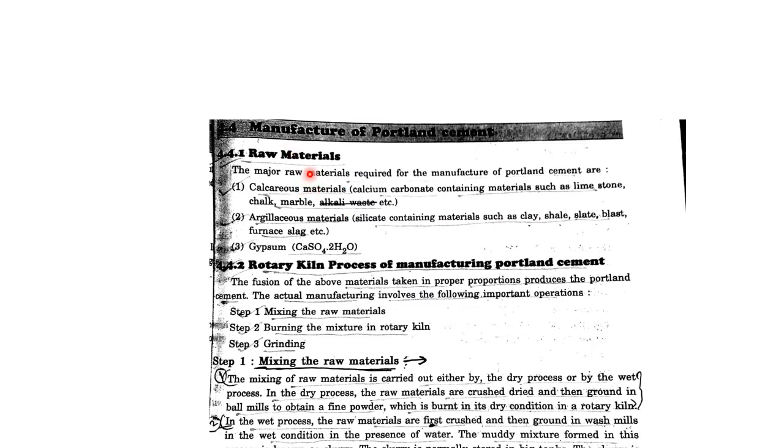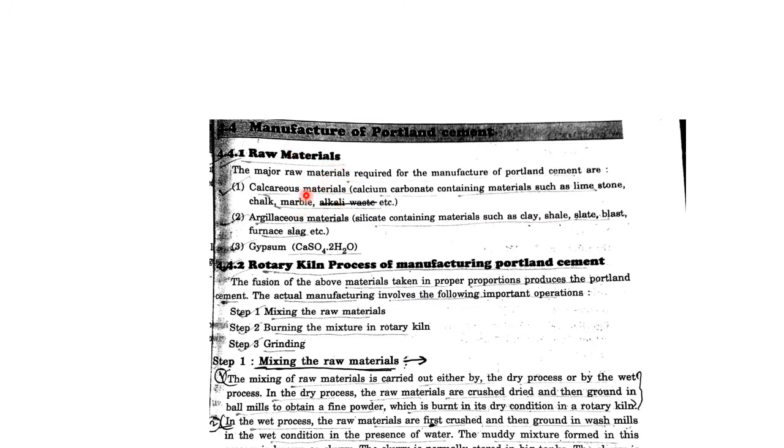I already discussed the composition of cement and what cement is. I already told you cement is known as Portland cement because in England, in Portland, a rock was found with properties similar to cement. First, what raw materials are required?